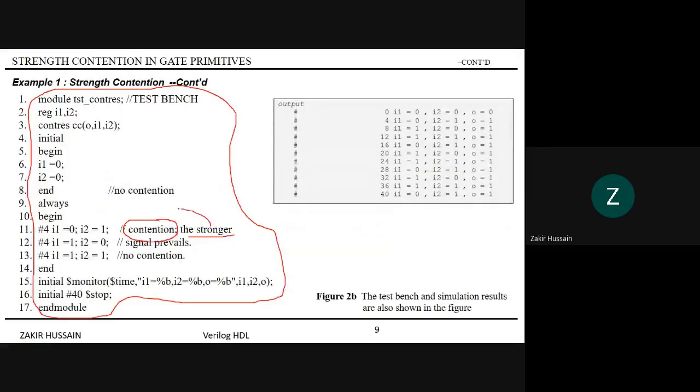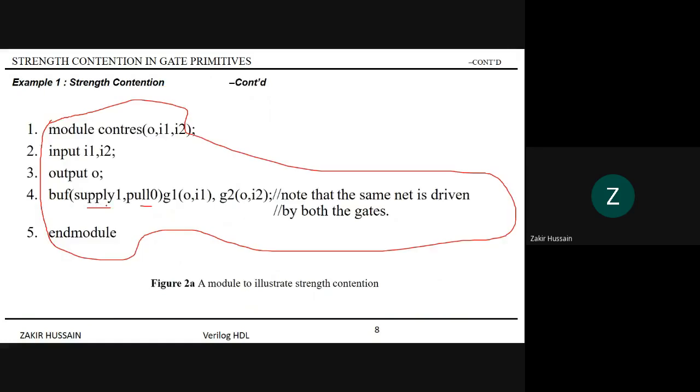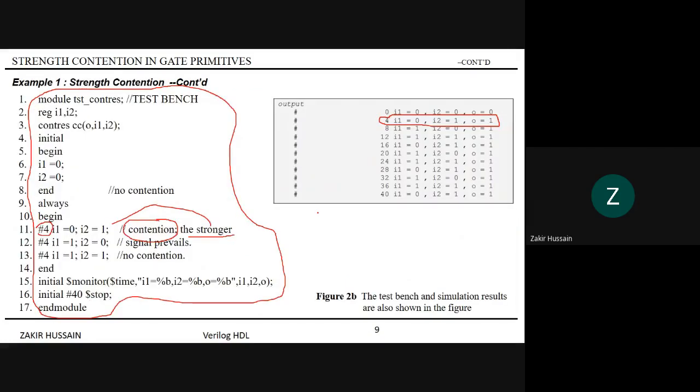Who will prevail means the stronger one will prevail. That's why if you see at the 4 here, this one particular one, when 0 and 1 have come, this compiler has given the output as a 1, just because this is being used. You try it from home. Don't use this, simply use this G1 and G2, and run the same test bench.